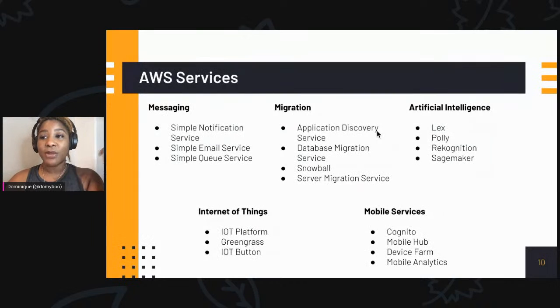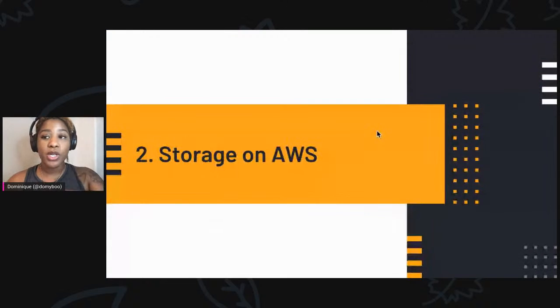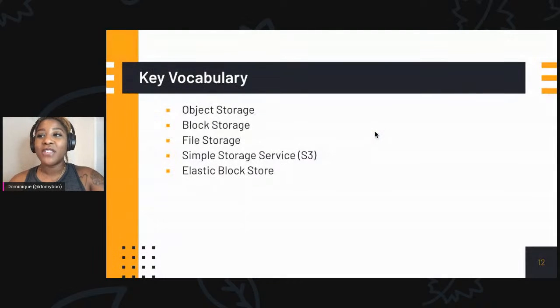All the services. So today we're going to go into storage. I'm just going to do a quick overview of storage, again showing you the keywords and then the categories, and then we'll answer some questions. We'll call it a day, and then I'll be back next week or so. Cool. So key vocabulary that I got out of this, and I think I need to add one more, is object storage, block storage, file storage, what's called S3, which is Simple Storage Service, and then Elastic Block Store.